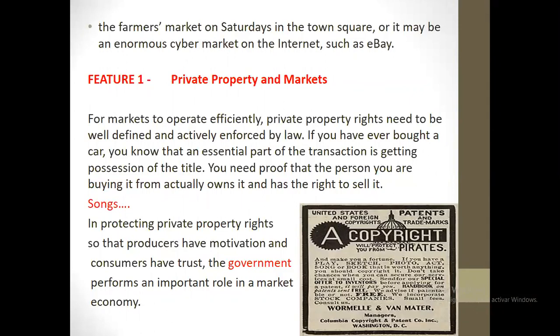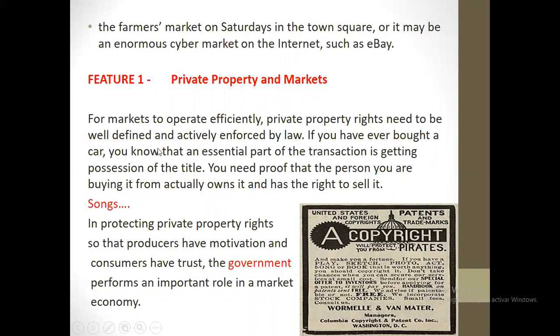Okay. Now the first one is private property. Tiene que existir propiedad privada. Acuérdense, in the command economy doesn't exist private property, guys. Aquí sí puede haber propiedad privada. For markets to operate efficiently, private property rights, los derechos de tener propiedad privada, need to be well defined, puede ser bien definida and actively enforced by law, y tiene que estar sustentada por la ley.